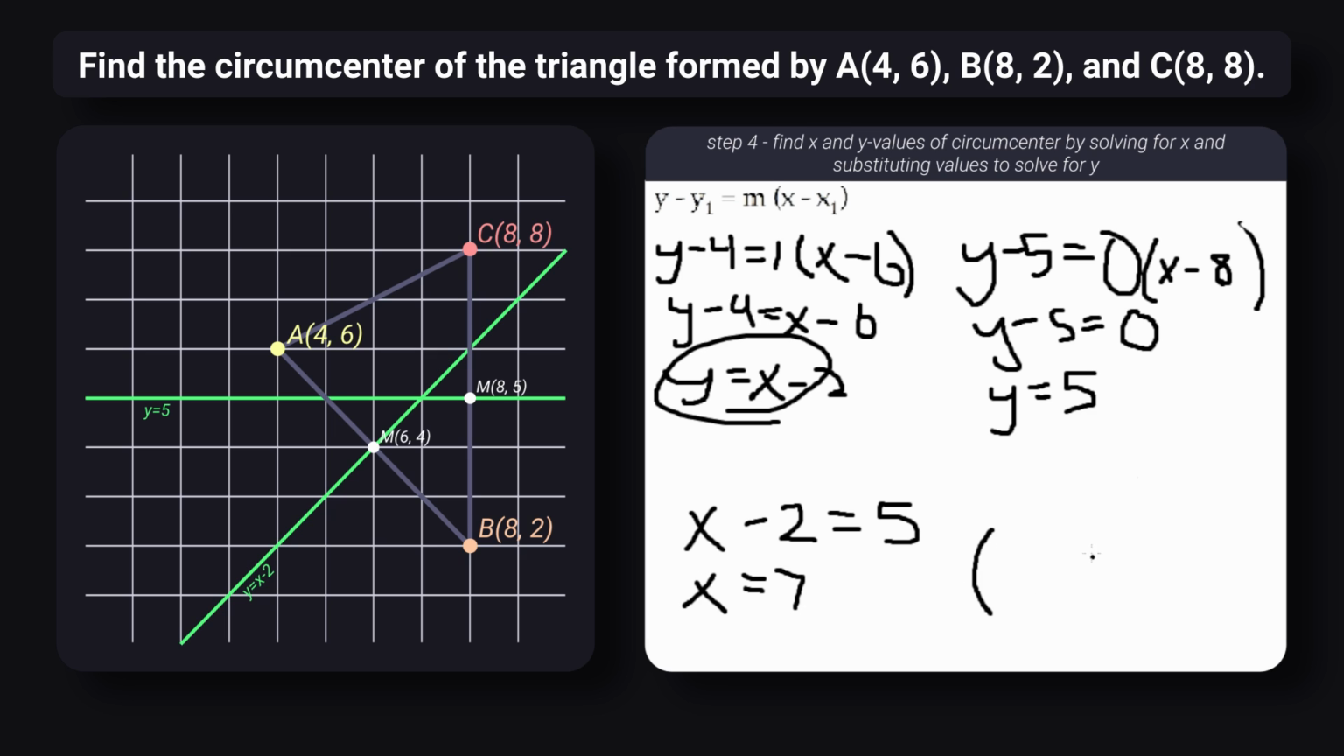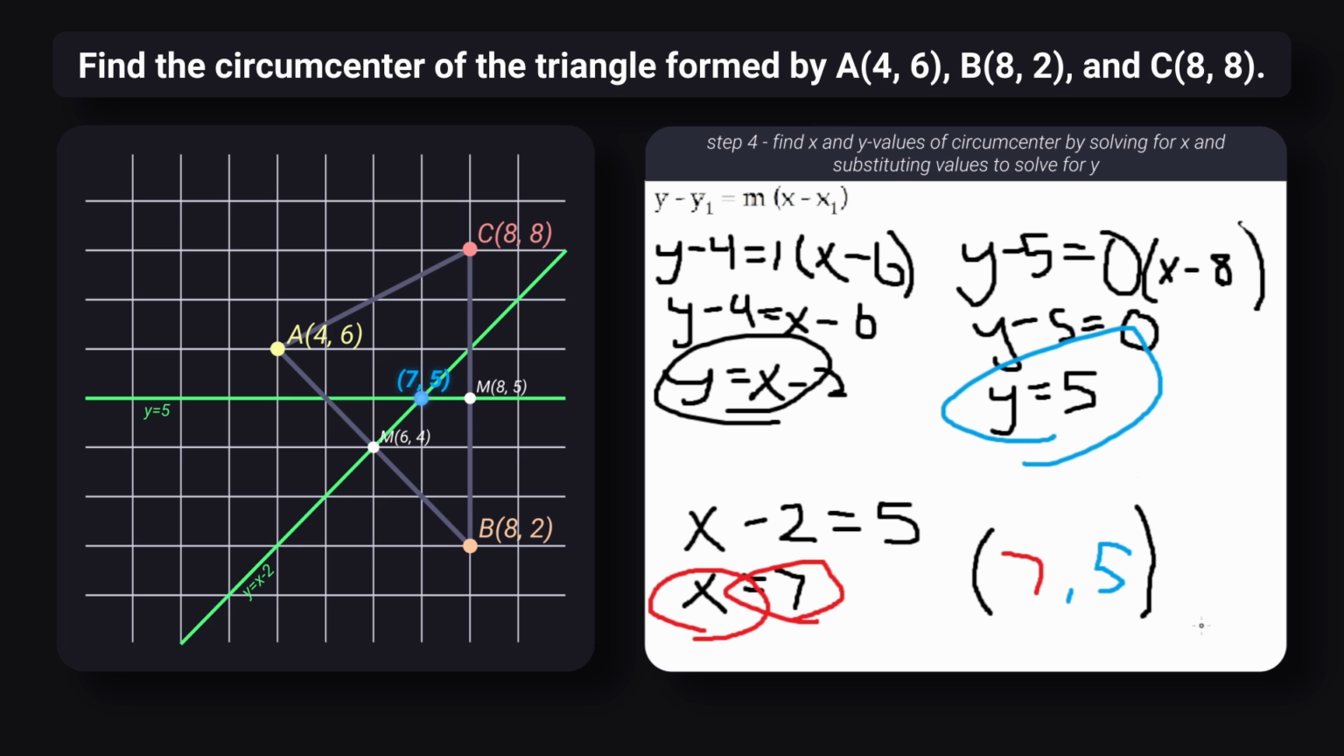In fact, hold on. Let me color code this. It might help a little bit. So this, our x value is 7, and our y value up here is 5. And there we go. That is the circumcenter for our triangle.